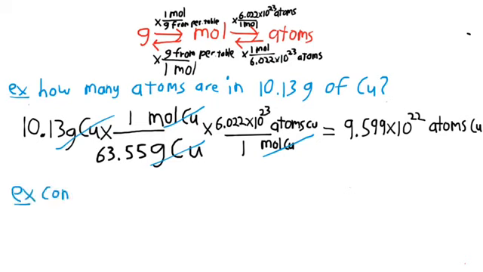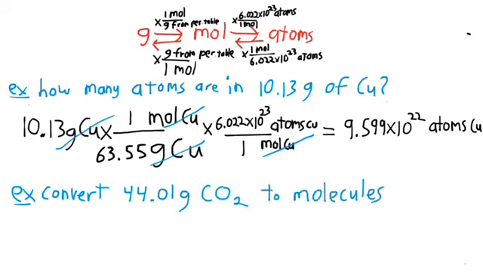Here's another example for you. Let's convert 44.01 grams of CO2 to molecules. So notice this isn't an atom, this is a compound, CO2. And so that's why it doesn't ask for atoms, it asks for molecules. After you have molecules of CO2, you could find atoms by multiplying by 3 if you want, since there's 3 atoms in this molecule, 1 carbon and 2 oxygens.